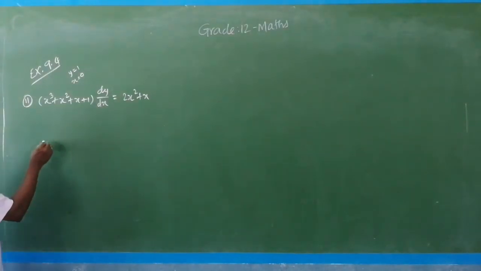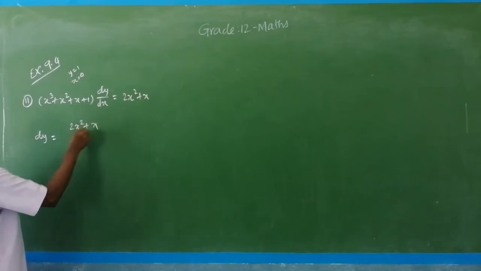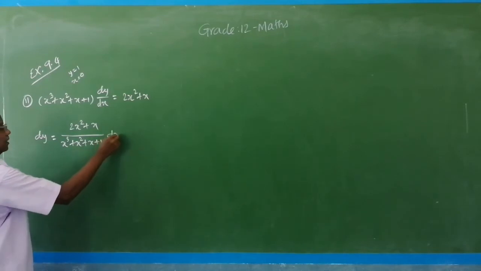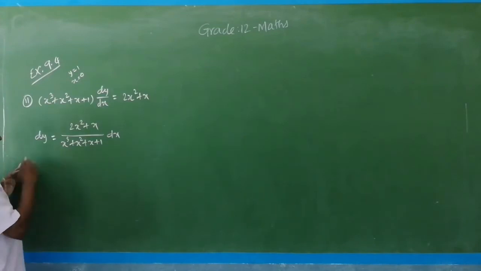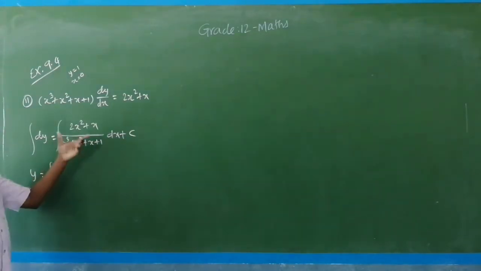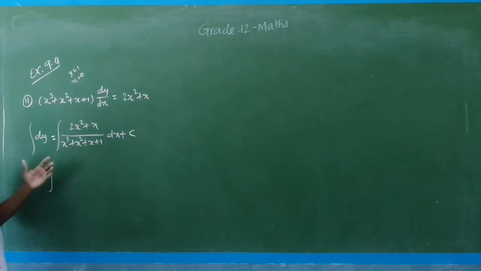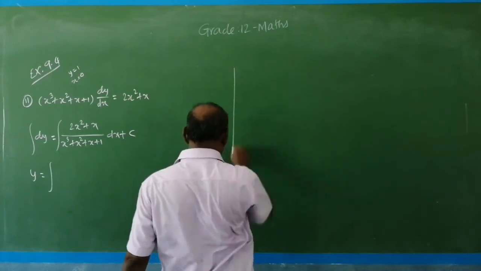Separating the variables, we have dy equal to 2x square plus x divided by x cube plus x square plus x plus 1 into dx. So we have separated the variables, dy on one side, dx on the other side. Now we can integrate on either side. LHS equal to y and the RHS equal to the integral of this. First we have to simplify, because it is a rational expression. Now let us calculate those values here.